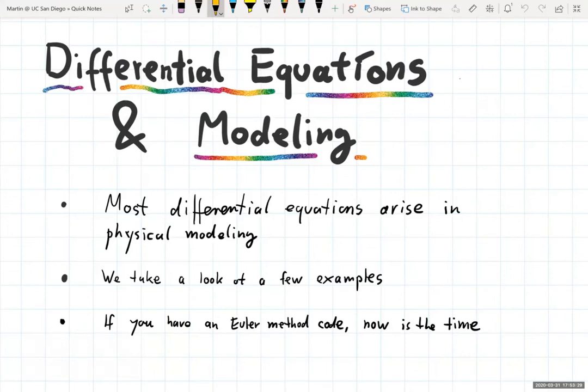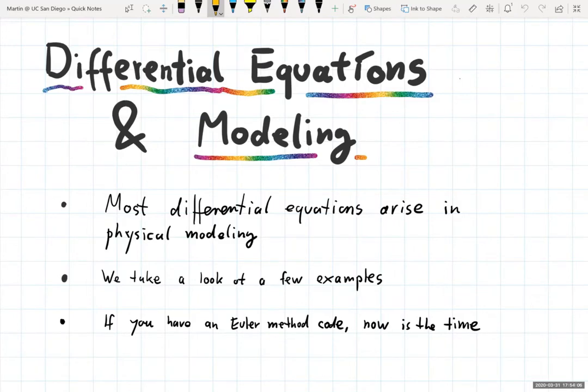Hello, welcome to another video on differential equations, and this time it will be about differential equations and modeling. In the previous video, we have taken a look at differential equations, and that was mostly from a mathematical perspective. So we had a few examples for differential equations and wrote down their solutions. And we already got a feeling that differential equations can be quite complicated.